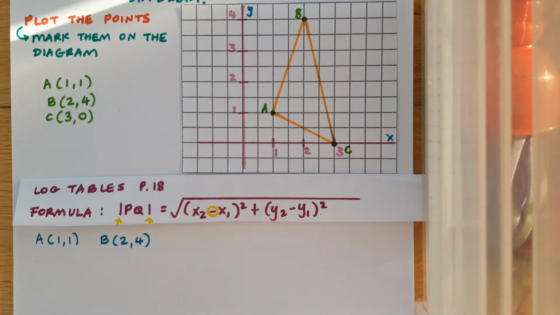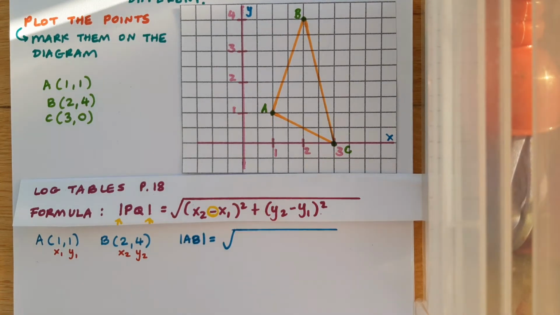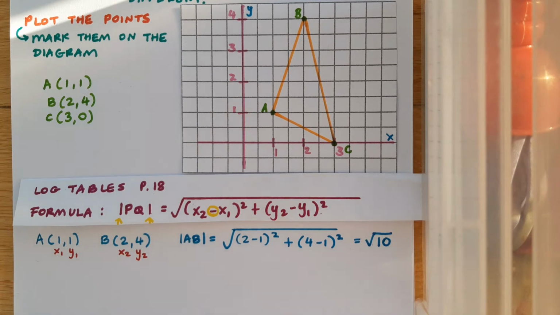And now I'll take pairs of points and calculate distance. I'm going to start with A and B. I'm going to label them x1, y1 and x2, y2. And then I'll fill them into the formula to find distance. So square root of (2 minus 1) squared plus (4 minus 1) squared. Straight into the calculator, and I get an answer of root 10, and I'm happy to leave it in surd form.